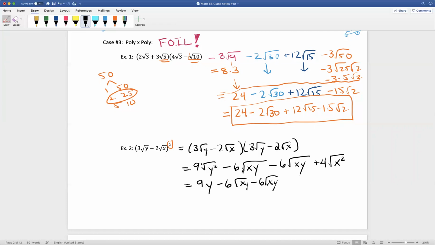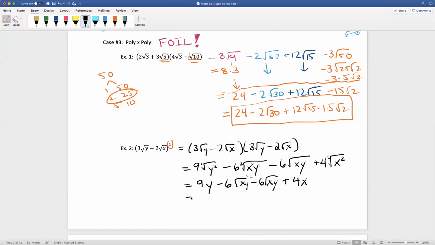Now you can't simplify the square root of xy. There's one factor of x and one factor of y, and those are smaller than the 2 as the index. Plus 4 and the square root of x squared, again a 2 right over here. If you have an exponent that's greater than or equal to the index, you can simplify it. And the square root of x squared is x.